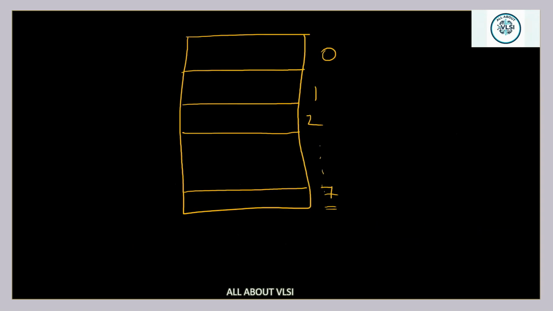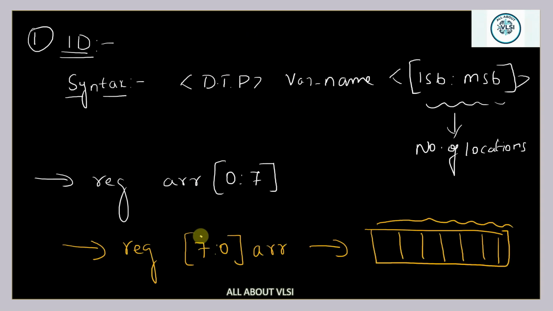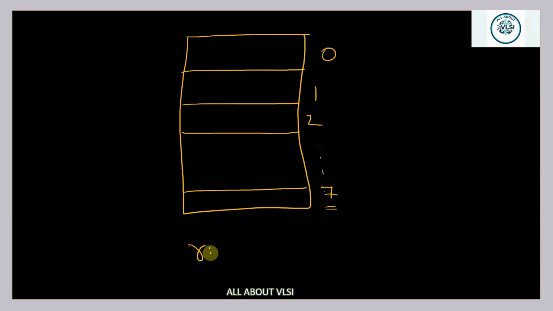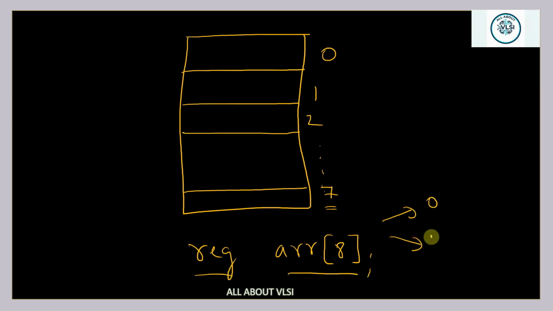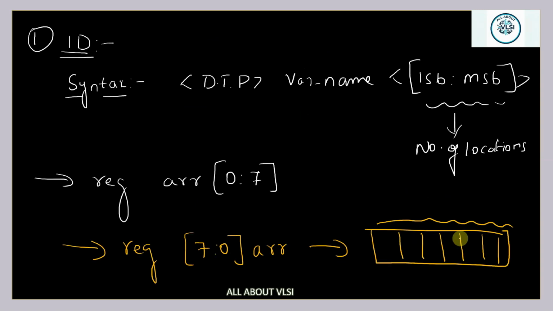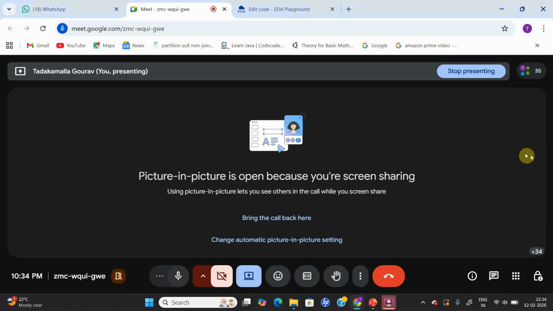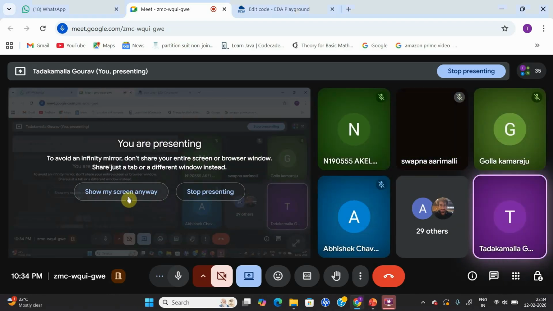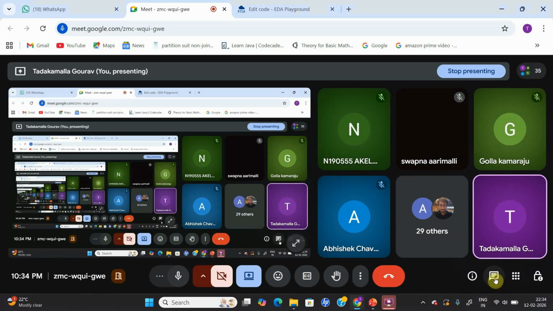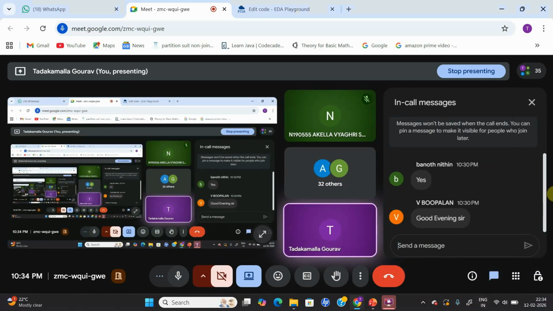Now, you can also simply write it as reg ARR of 8. That means you are going to have 8 different locations with 0 as your lower index and 7 as your upper index. So this is how you can declare a simple 1D unpacked array. Is it clear for everyone? Any doubts or any queries in this? Shall we move forward? Is it clear?